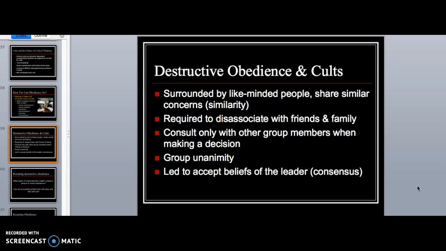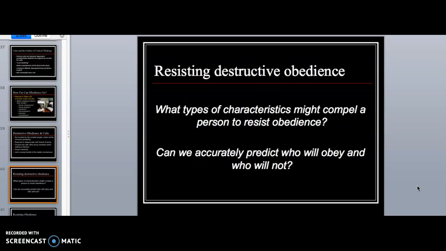And so we want to make sure that we know that these are the implications of what can happen when obedience goes wrong, right? The destructive effects of obedience, and how can that be resisted? We want to be reminded that there are characteristics that might compel a person to resist obedience. And so can we accurately predict who will and who will not obey?